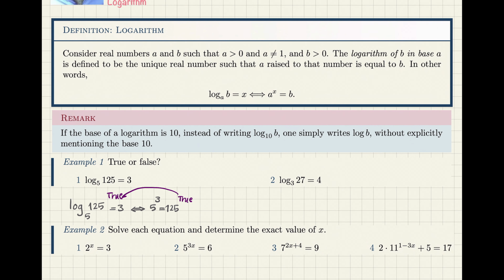Let us check the other one. Log of 27 in base 3 is 4. This is equivalent to the new mathematical statement that 3 to the 4 is 27. But hopefully you immediately agree with me that this is a false statement because 3 to the 4 is not 27, it's 81. So this is false, which means you can conclude that the logarithmic statement is also false. As simple as that.